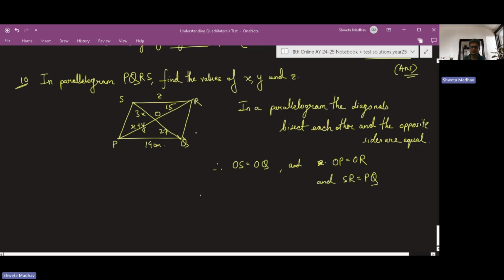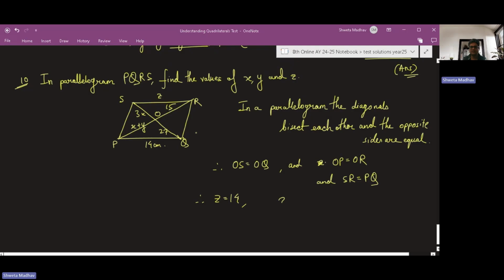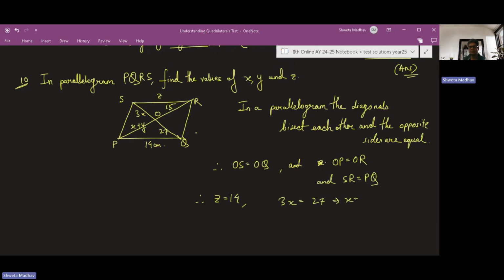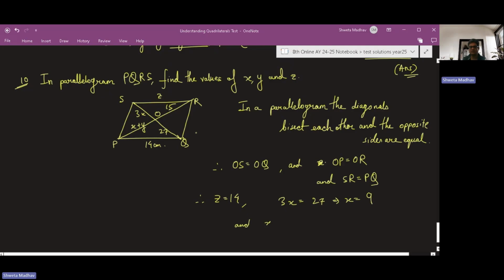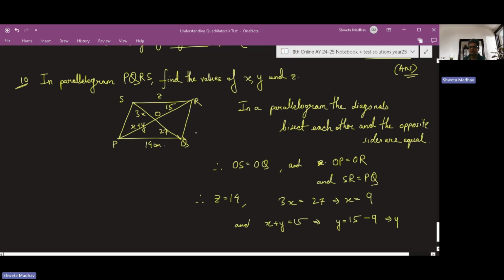The opposite sides are equal. So therefore, I can say Z is equal to 14 and 3x will be equal to 27. So x will be equal to 9. And similarly, OP, that is x plus y, is equal to 15. So y will be equal to 15 minus x, which is 9. So y will be equal to 6.